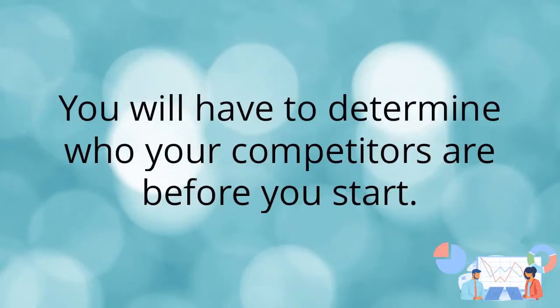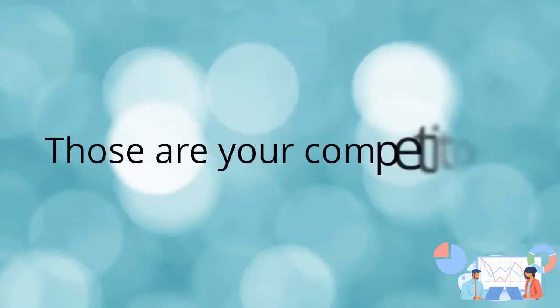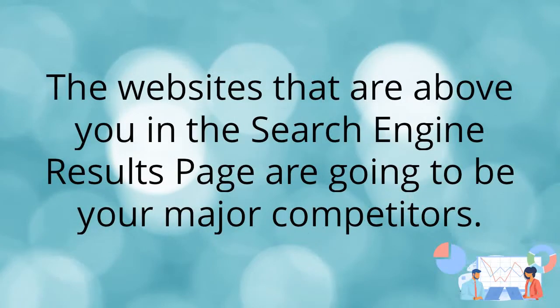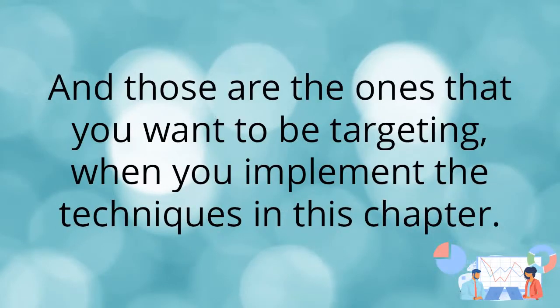You will have to determine who your competitors are before you start. The way to do this when you have a website is to simply type in search words that you are targeted or ranking for and see what other sites come up. Those are your competitors. The websites that are above you in the search engine results page are going to be your major competitors. And those are the ones that you want to be targeting when you implement the techniques in this chapter.